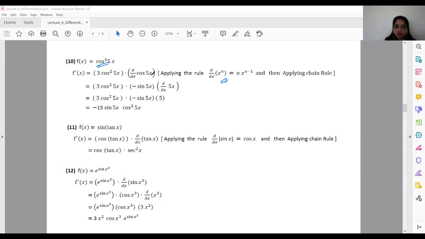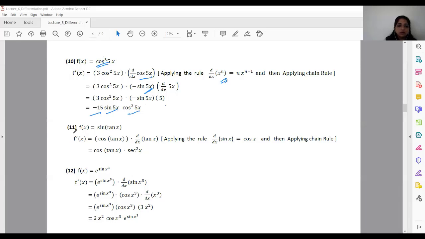So d by dx of cos 5x, after applying the chain rule. So 3 cos square 5x, d by dx of cos 5x, that is minus sin 5x, and our theta is 5x. If it is only x, then no need to write d by dx of x, that is 1. But here it is 5x, so d by dx of 5x is 5. So our final answer is minus 15 sin 5x cos square 5x.